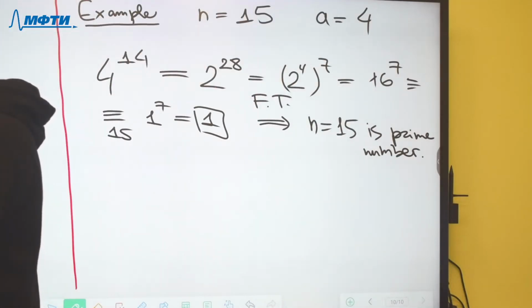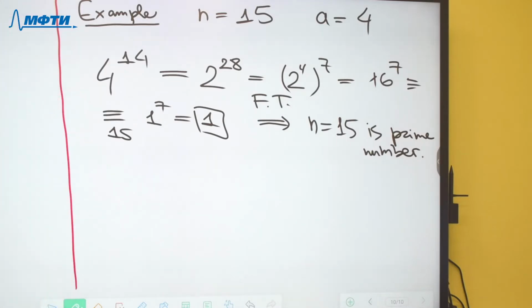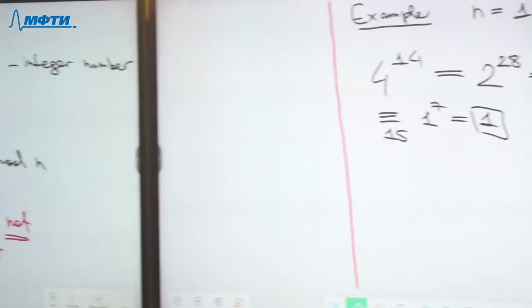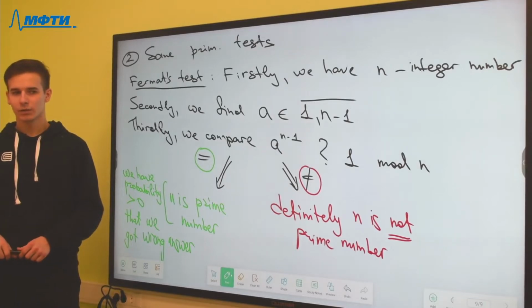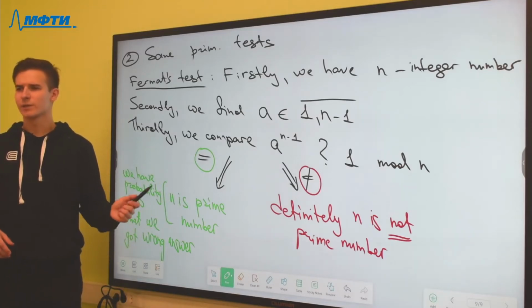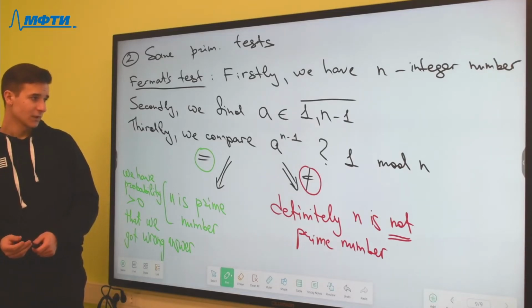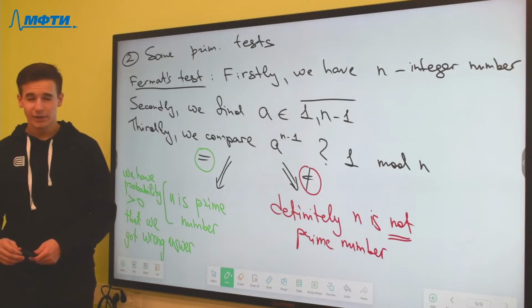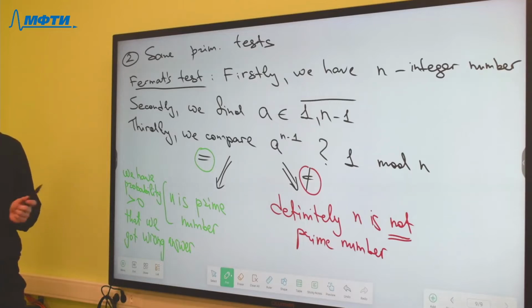A cannot be 1 because if A is 1, it also fails the test. We need to say something about n, whether it is a prime number or not. Of course, we can say in this way that we don't know if n is prime or not, but we have a probability to get it wrong here.